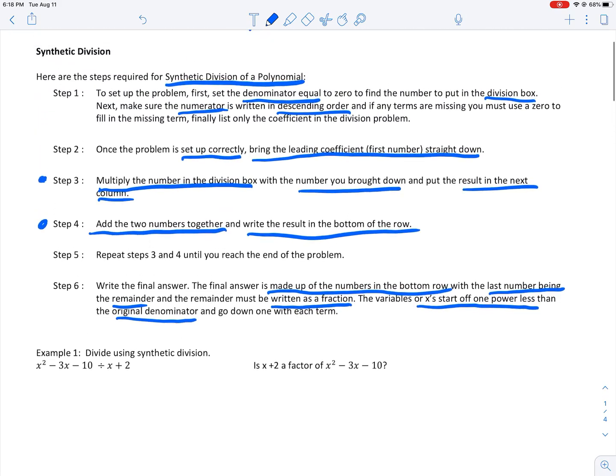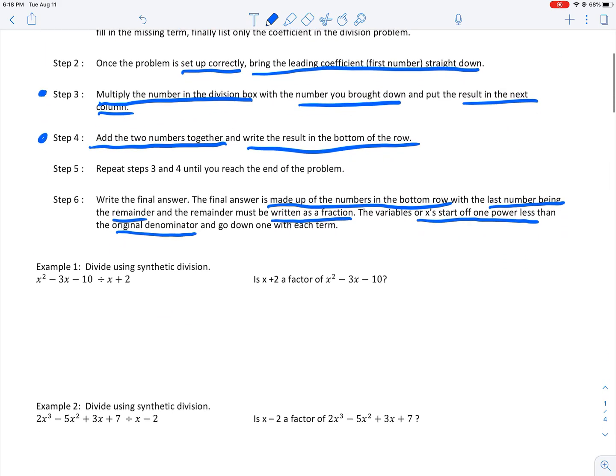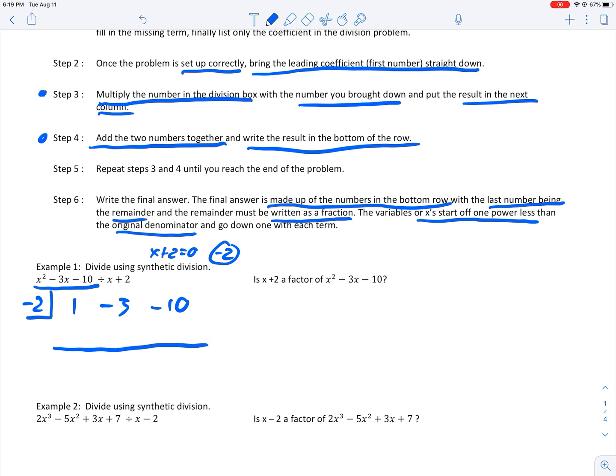First off, we want to set the denominator equal to 0. So x plus 2 equals 0, so negative 2. That's going to go in our division box. Next is our numerator in descending order. So we're going to write the coefficients: 1, negative 3, negative 10. Draw a little line. So step 1, the denominator, whatever you're dividing by, set that equal to 0 and it goes in the division box. Next, is the numerator in descending order? If it isn't, put it in descending order, and then list the coefficients.